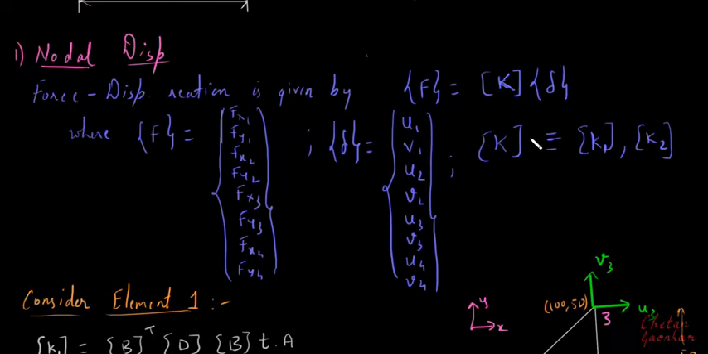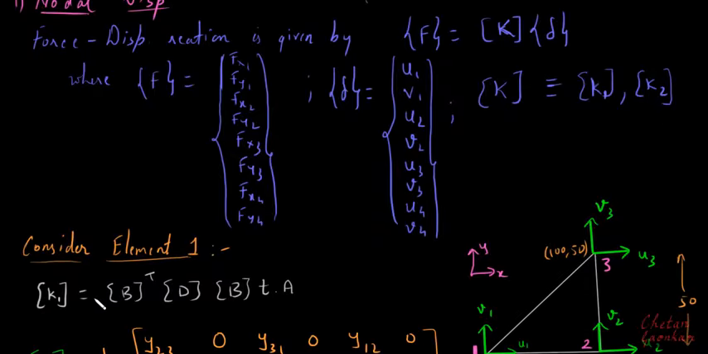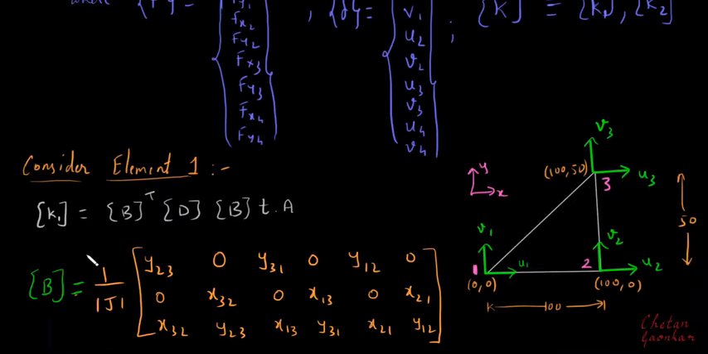So what we will do is first consider element 1 and find the stiffness matrix for element 1, and then similarly consider element 2 and find the stiffness matrix for element 2. We will combine them to form the global stiffness matrix, and let us see how to proceed.